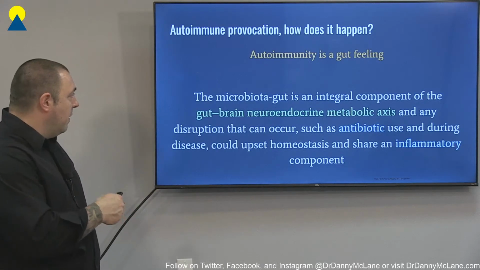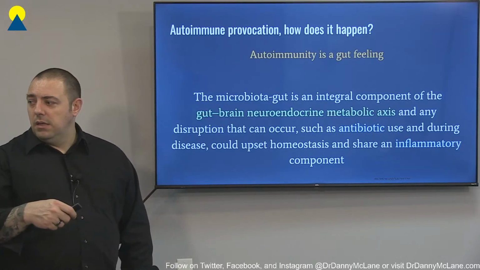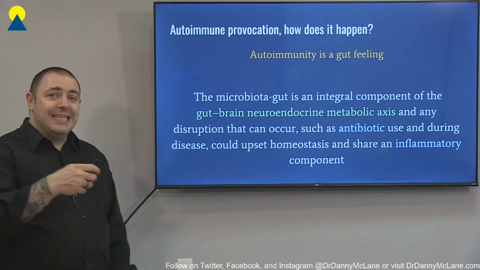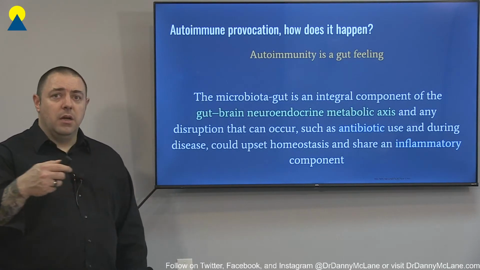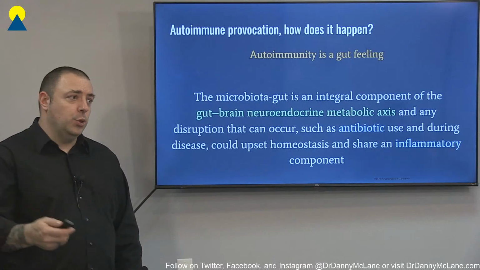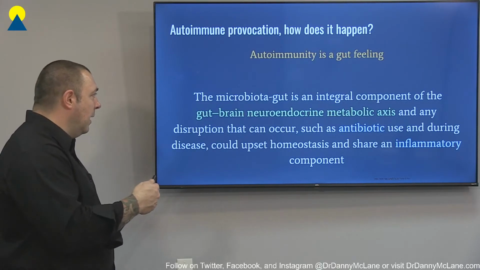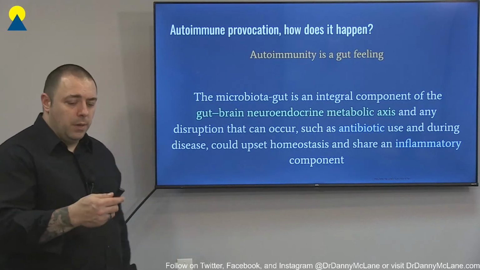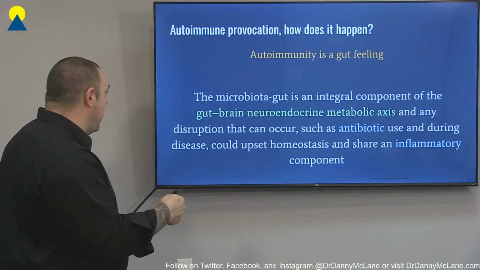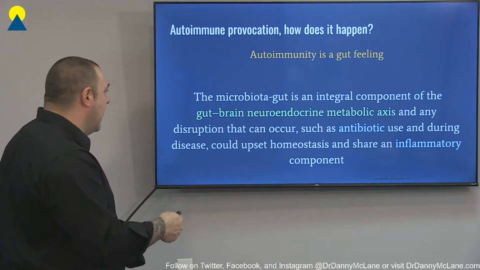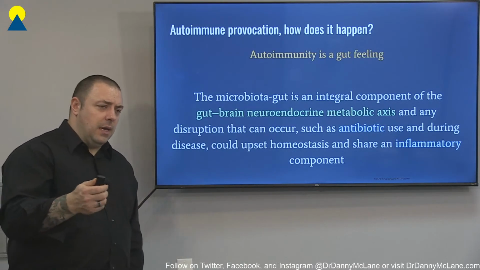Gut, brain, neuroendocrine, metabolic axis. Axis is a fun word that we like to use in physiology that says that it is a system where, again, we talked about those loops. This here specifically covers a bunch of those things together all in one giant loop, where the gut, brain, neuroendocrine, and metabolic systems all have this interplay that is measurable and it's well understood. And any disruption that can occur, such as antibiotic use during disease, could upset the homeostasis and share an inflammatory component. That means, and here's the thing, I want to make one thing very clear.